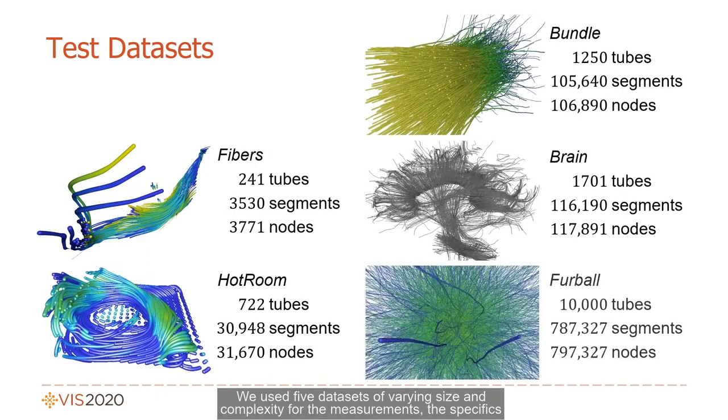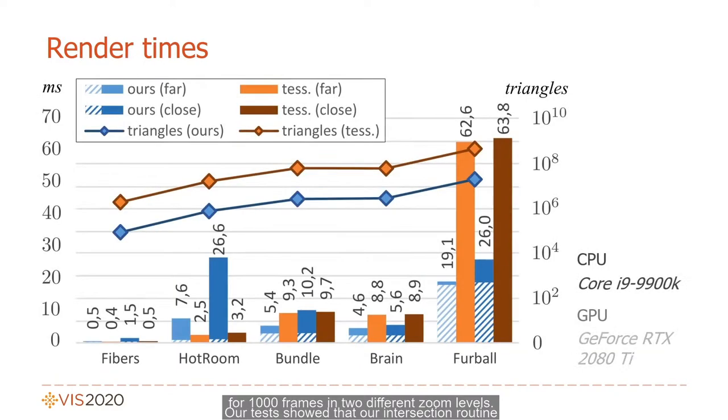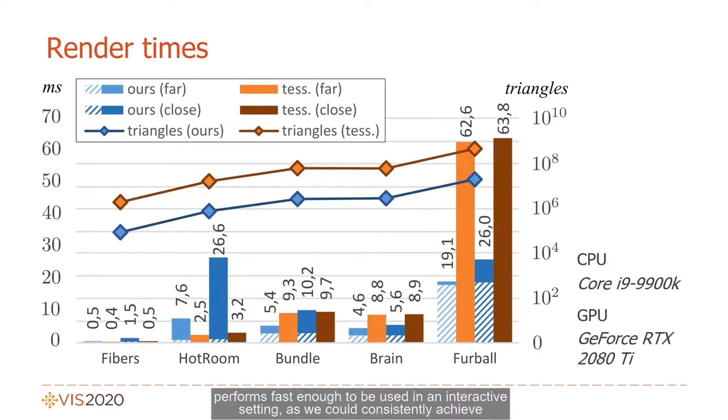We used 5 datasets of varying size and complexity for the measurements, the specifics of which you can see here. We compared the performance against a dynamic world-space tessellation scheme that uses the hardware tessellation stages as well. To mimic typical usage in practice, we rotated the camera in an orbit around the datasets for 1000 frames in 2 different zoom levels. Our tests showed that our intersection routine performs fast enough to be used in an interactive setting, as we could consistently achieve over 37 frames per second even for the most demanding test cases.